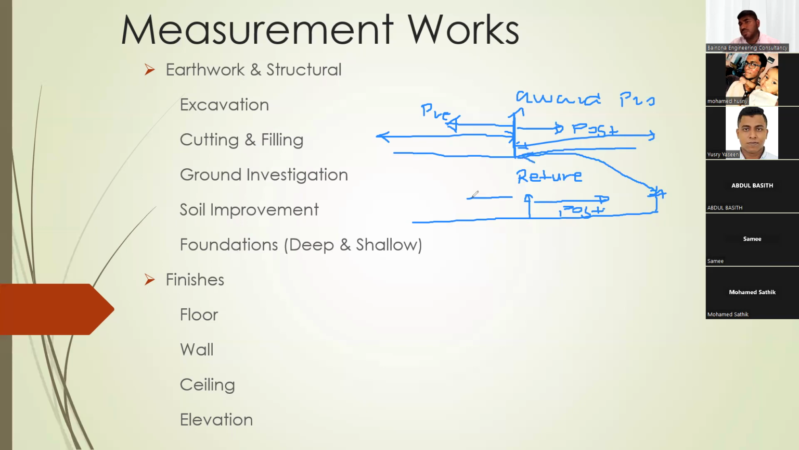So this, we call it pre-tender. This is pre-tender. And this is post-tender. Somebody will tell pre-tender estimate. So what is that pre-tender estimate? The engineer who's doing the estimate of the project is called a pre-tender estimate. Post-tender means after you receive the offer from the contractor, you know the price.